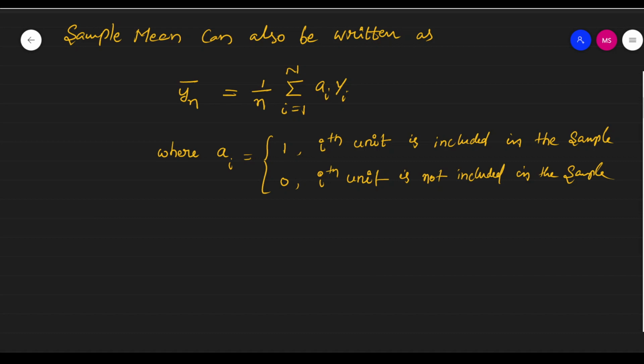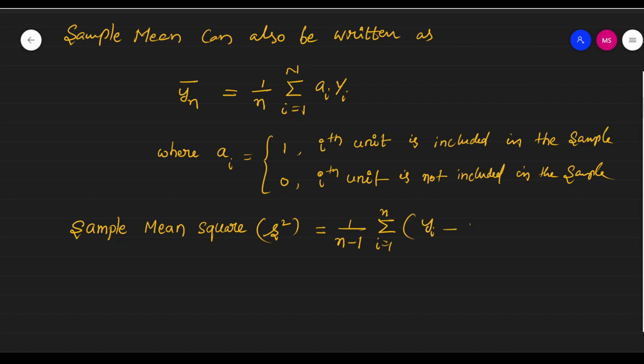Next formula, sample mean square. The sample mean square, denoted by small s square, is equal to, what is the formula? It's very simple, 1 by n minus 1, whereas the population mean square formula has 1 by capital N. There we write capital letters, here we write small letters, that is the difference. So summation of small yi minus ȳn whole square.